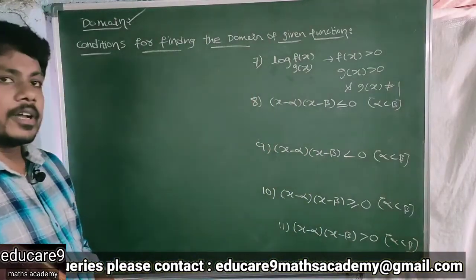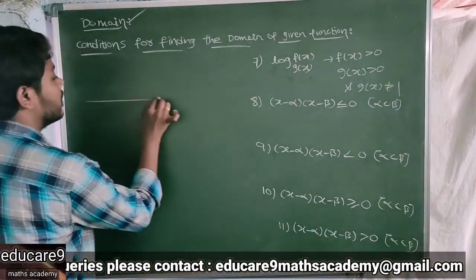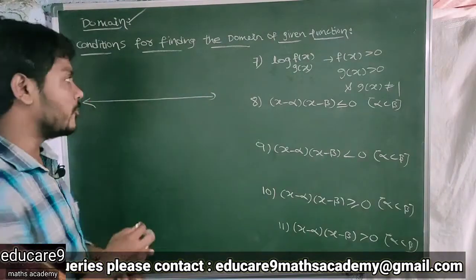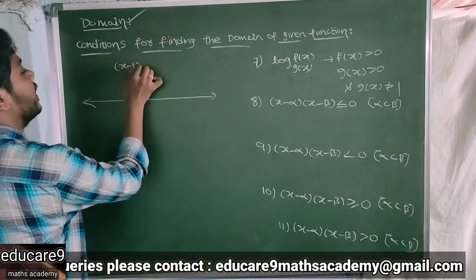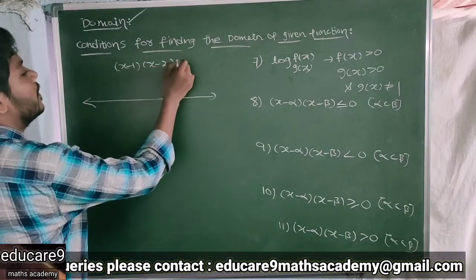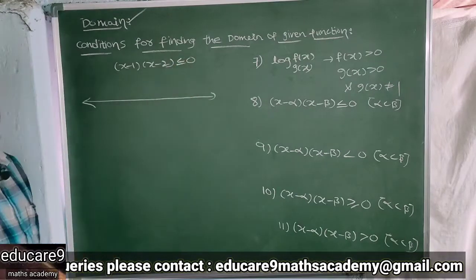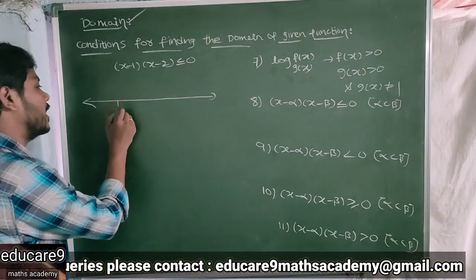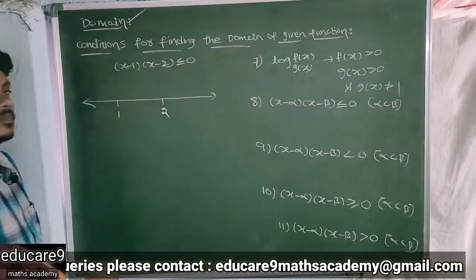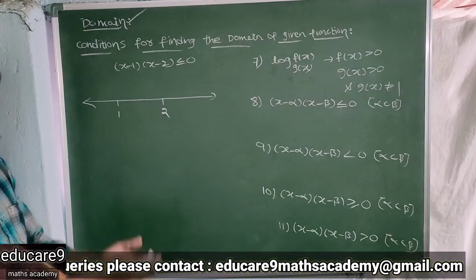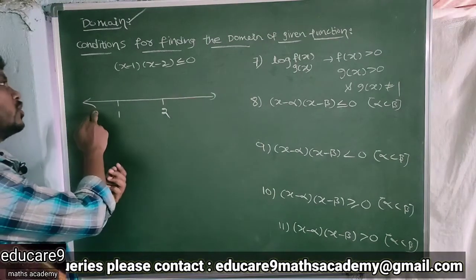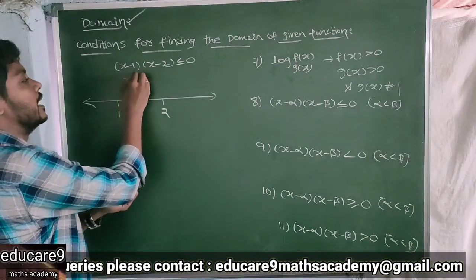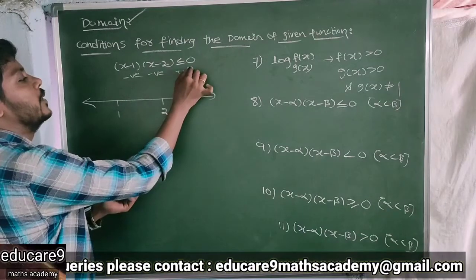So for that we have to draw the real line and locate the roots. For example, x minus 1 into x minus 2 is less than or equal to 0. Here the roots are 1 and 2. So locate the roots on the real line, 1 and 2. Now substitute values below 1, for example x equal to 0. 0 minus 1 is negative, 0 minus 2 is negative. So negative into negative is positive.